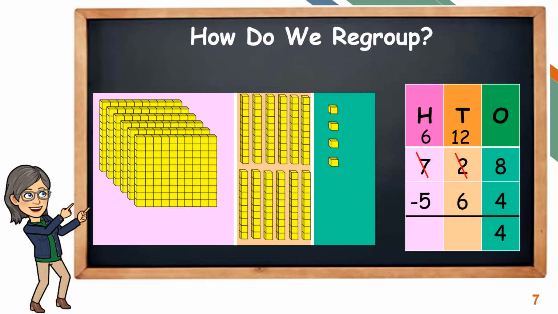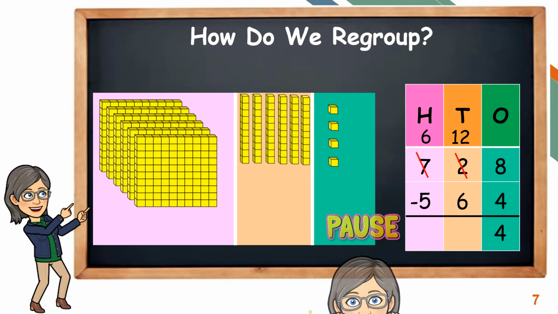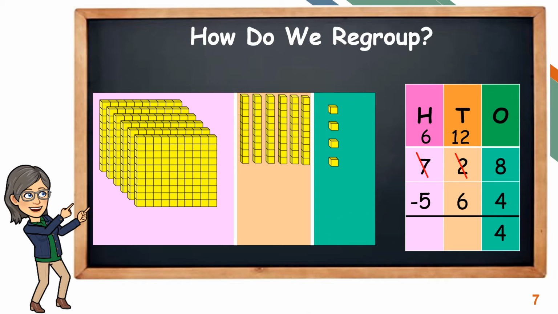Now we have enough tens to subtract 6 tens from 12 tens. So we remove 6 tens blocks from the 12 tens blocks using a red line in the model. And 12 tens minus 6 tens equals 6 tens. Pause the video and count the tens blocks we have left in the model. So we record a 6 at the bottom of the tens column in the subtraction problem.